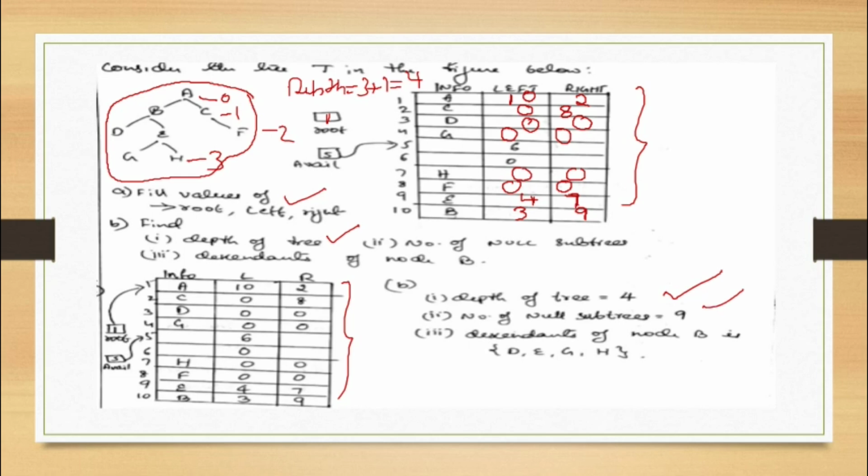So what are the descendants of node B? Descendants of node B are nothing but D, E, G and H, because D, E, G, H come below B. So these are nothing but the descendants of B. That is what our problem is all about.